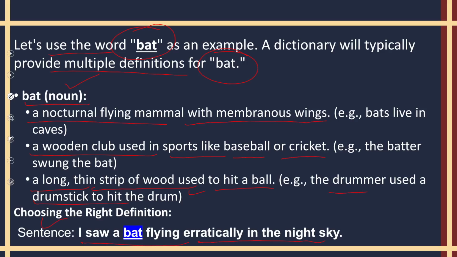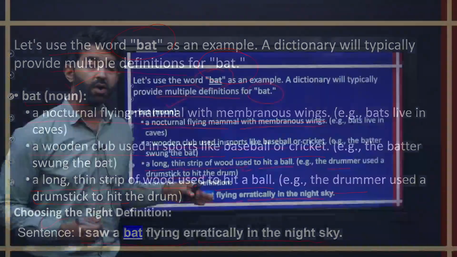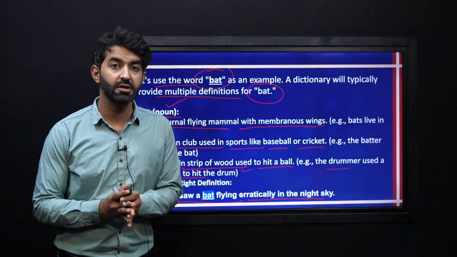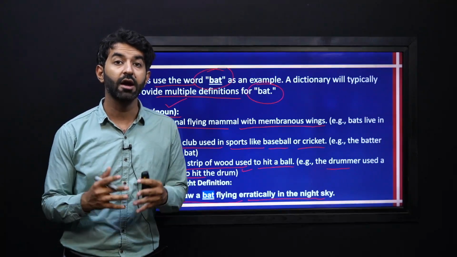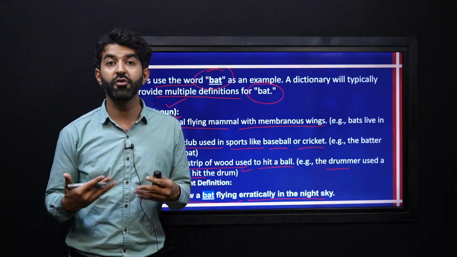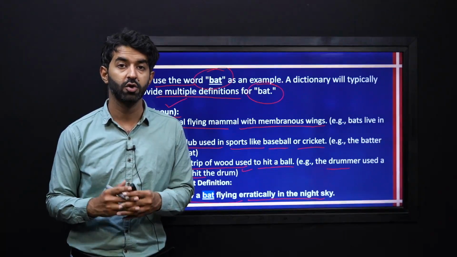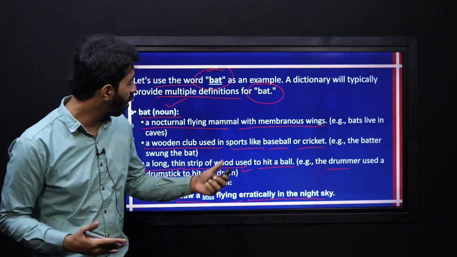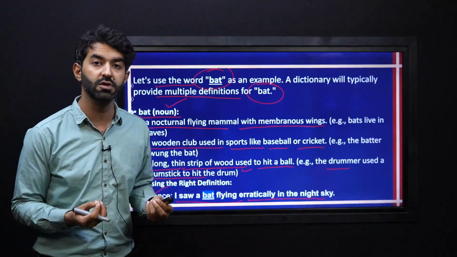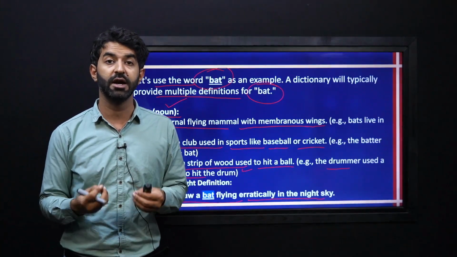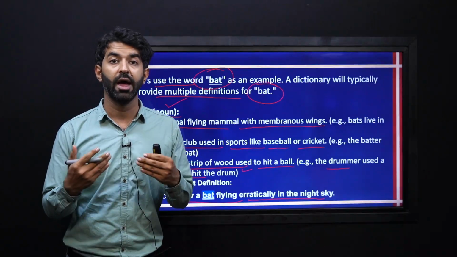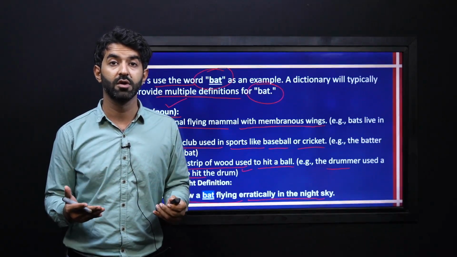erratically in the night sky. So imagine your sentence including the word bat, and you are not aware of the word bat. You go to the dictionary and find all these three different definitions. Now, which one will you choose that suits your context and the sentence's context altogether?